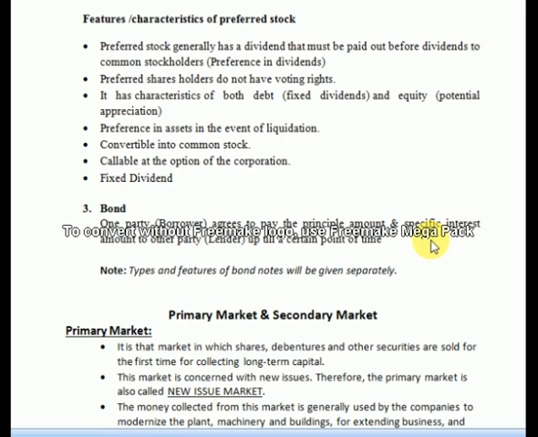Borrower will issue it to lender, and lender will receive a fixed income in shape of interest till its maturity. And when maturity comes, the lender will give back this security, and the borrower will in return pay the capital amount. So this fixed income instrument is called a bond.